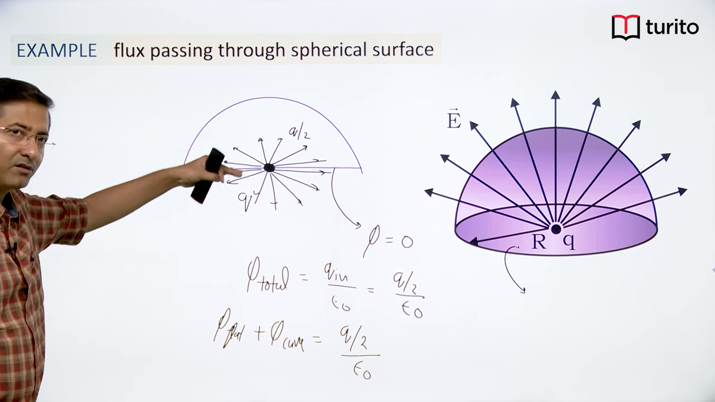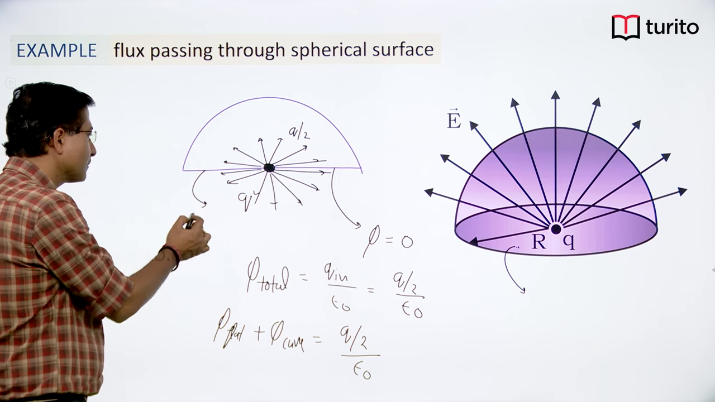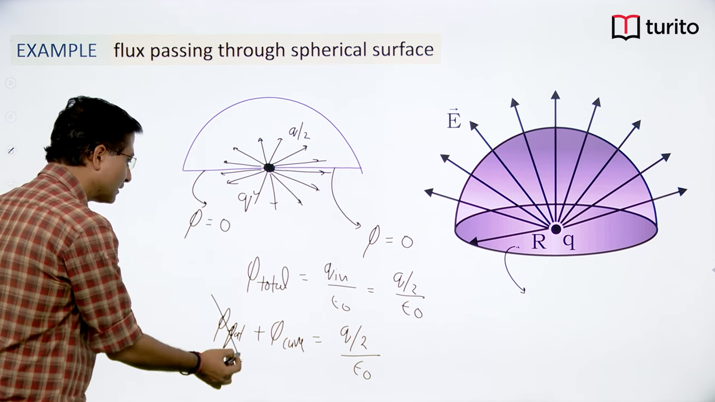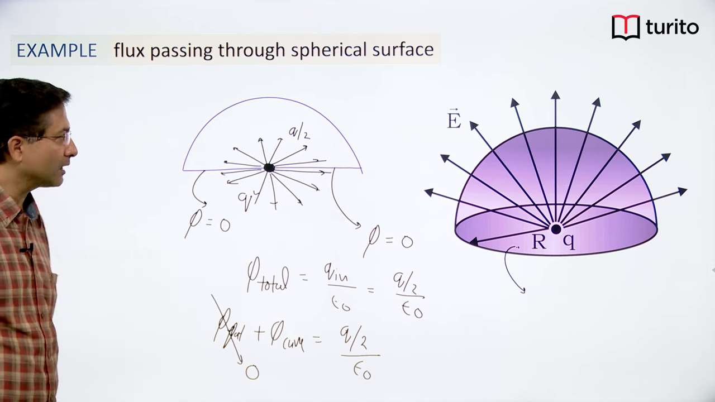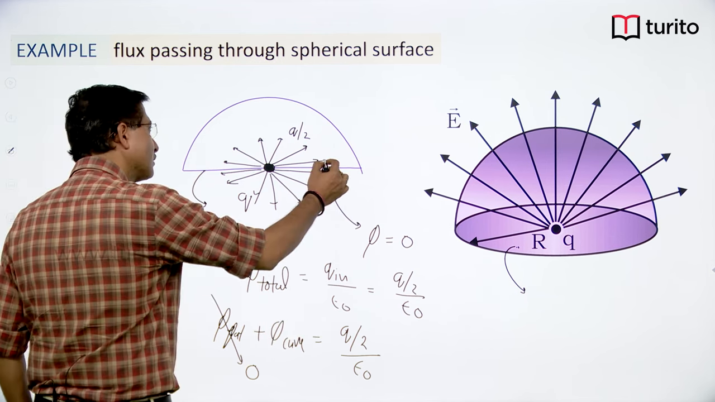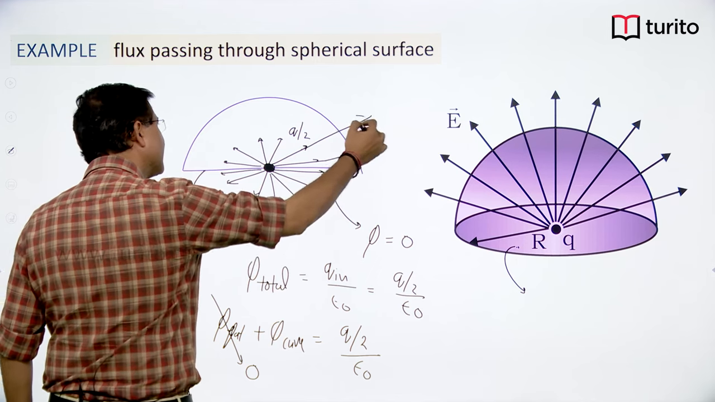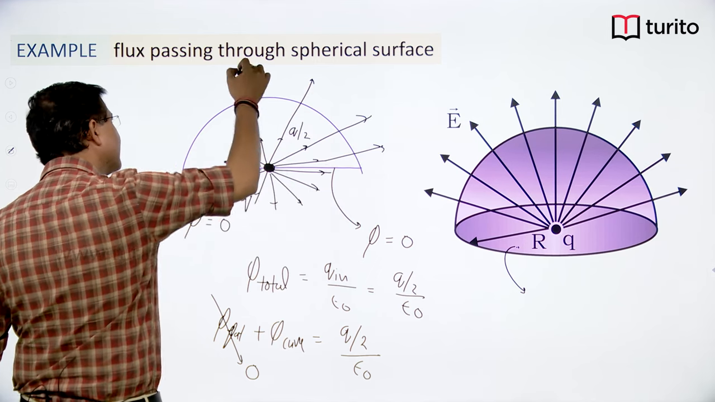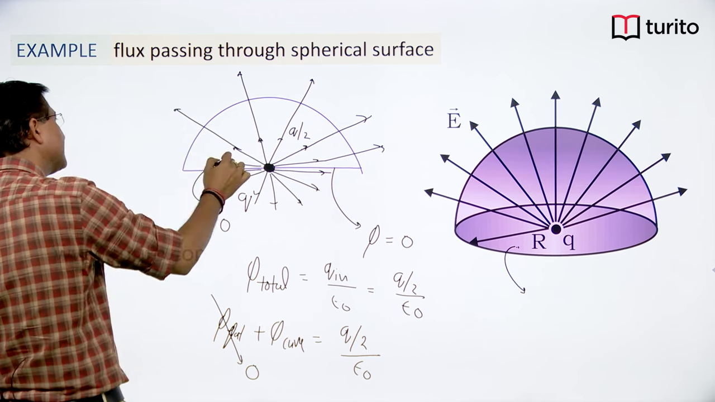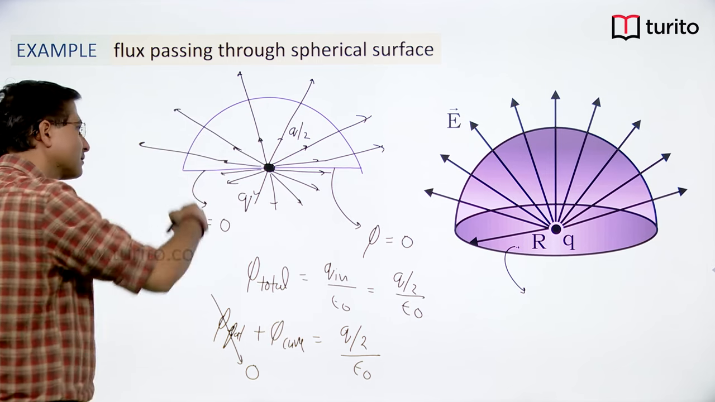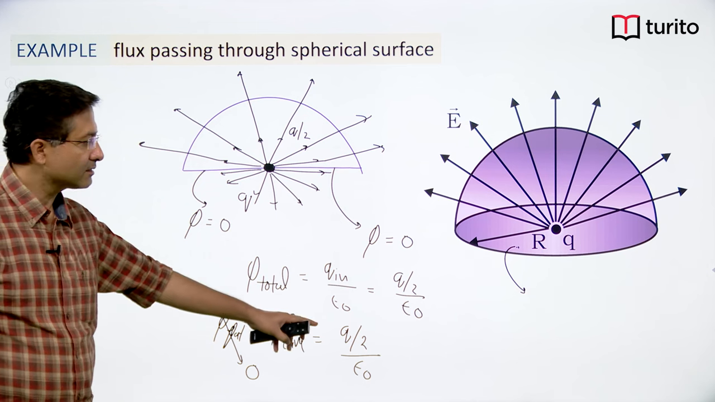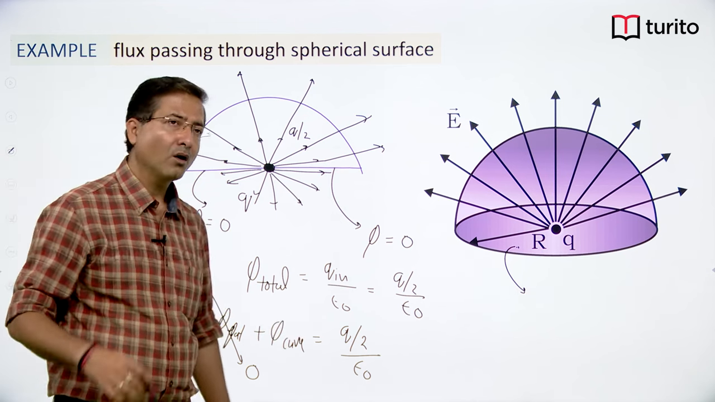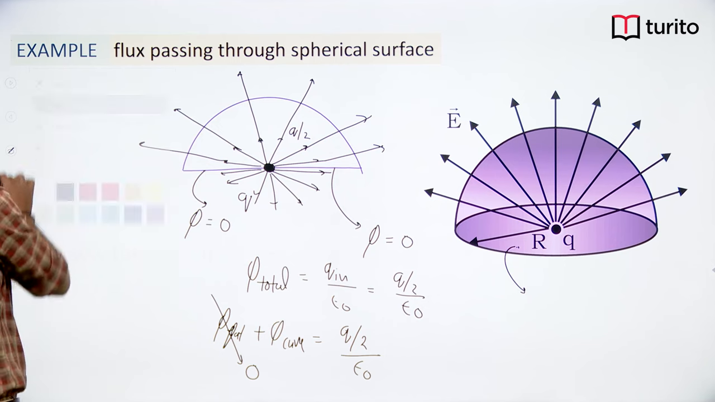As we have seen, the flux through the flat surface is 0, so this quantity will be 0, and the flux through the curved surface is Q upon 2 epsilon naught. The lines on this side are the ones that cross the surface and contribute to the flux, right? So the flux associated is Q upon 2 epsilon naught. Or I can solve this problem another way.